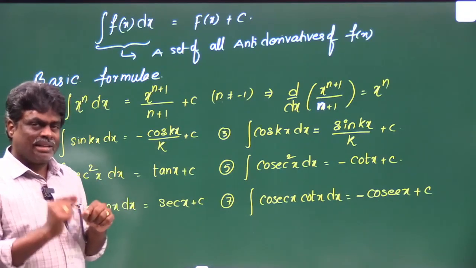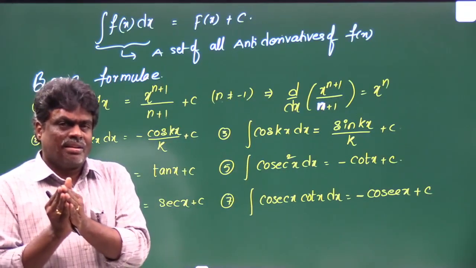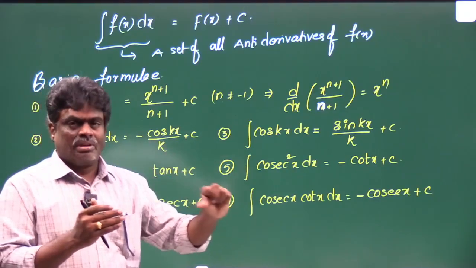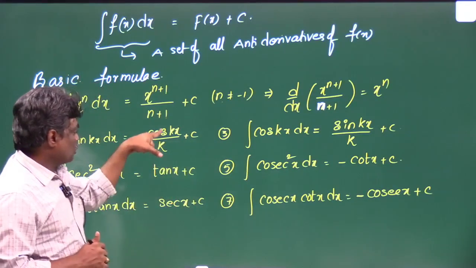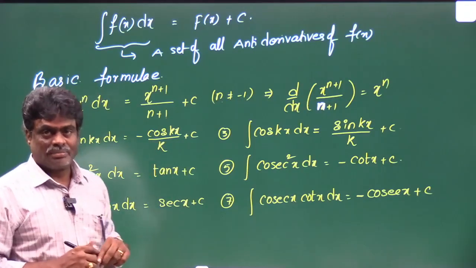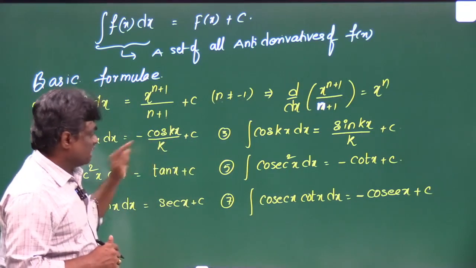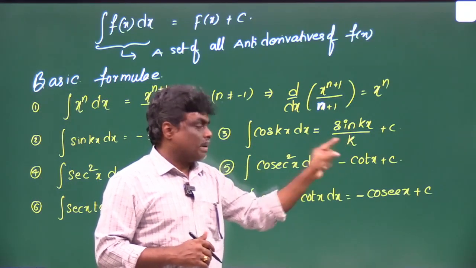I hope you understand. In differentiation, if there is some constant times x, some constant times the variable, then we write that constant as a coefficient. But in integration we have to write that in the denominator. In differentiation we write it in the numerator, and in integration we write it in the denominator. The same way, integral cos kx is sin kx by k.